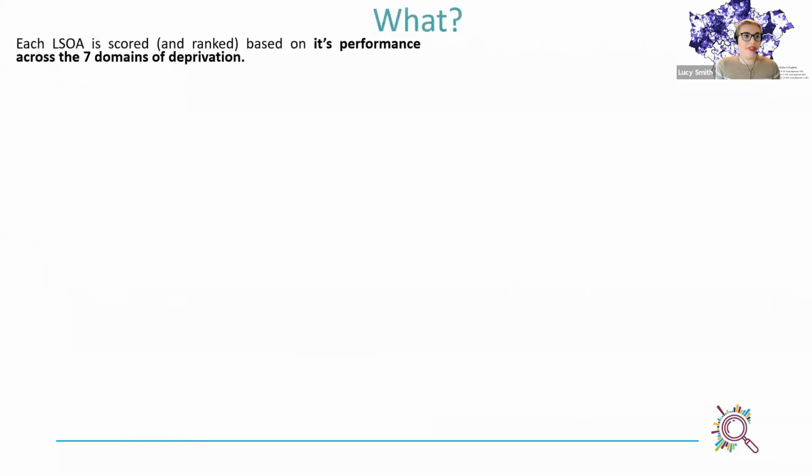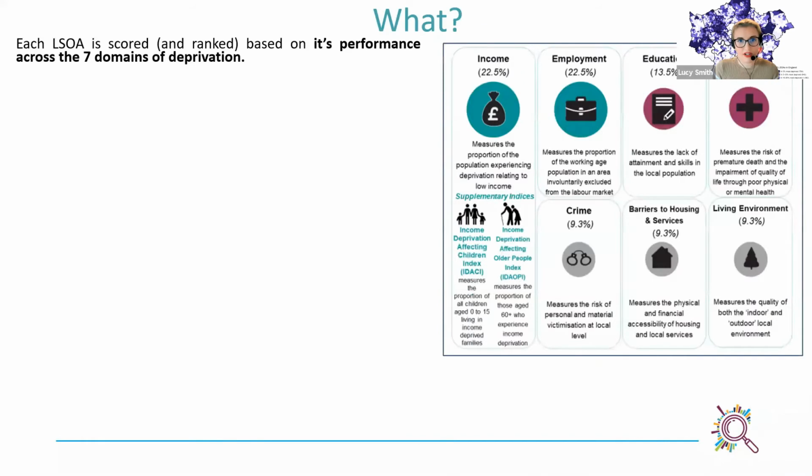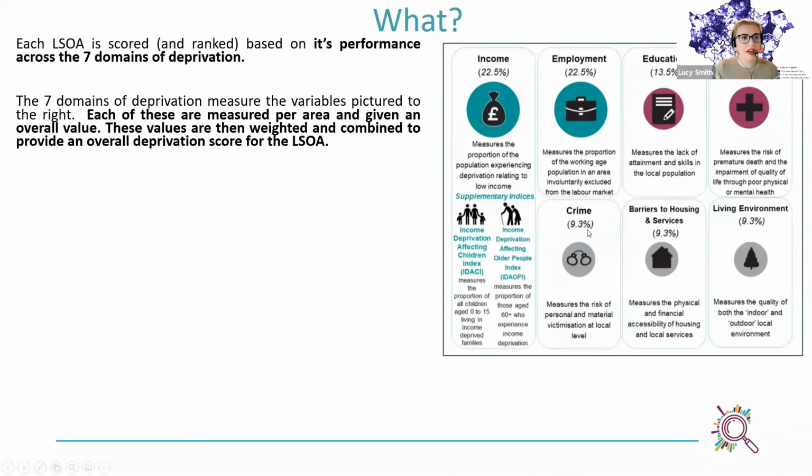So what? The lower super output area is scored and ranked based on its performance across the 7 domains of deprivation. So here they are. And each domain of deprivation measures the variables pictured to the right. So you've got income, employment, crime, health, barriers to housing, living environment. Basically all of these are measured depending on various rates that are recorded per area, and then they're weighted and combined to provide an overall deprivation score for that area.